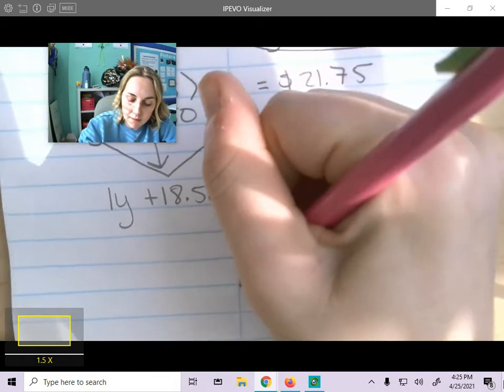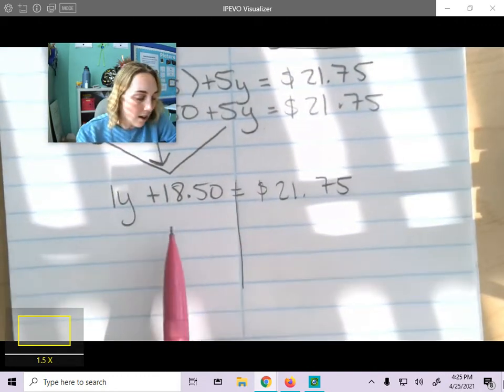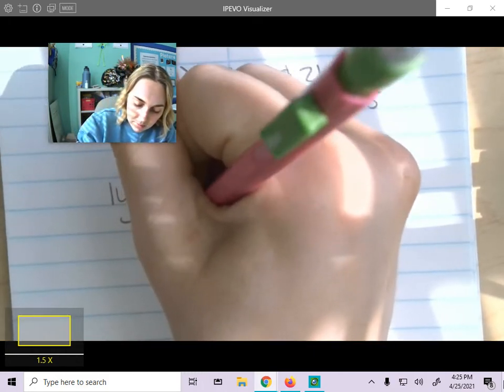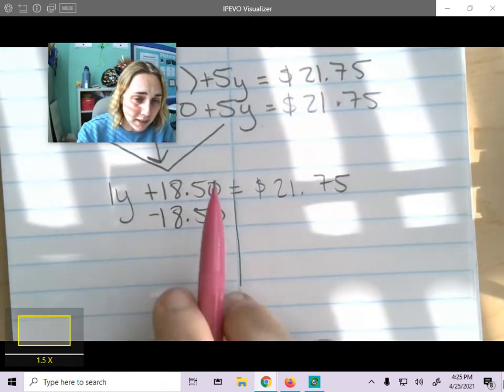So I'm going to go ahead and put my balance beam. I need to get rid of this constant first. So what I'm going to do is subtract 1850 on both sides because that is the opposite of positive 1850.